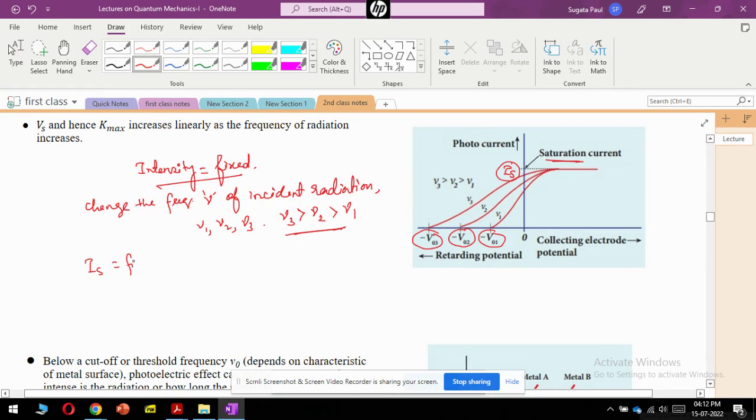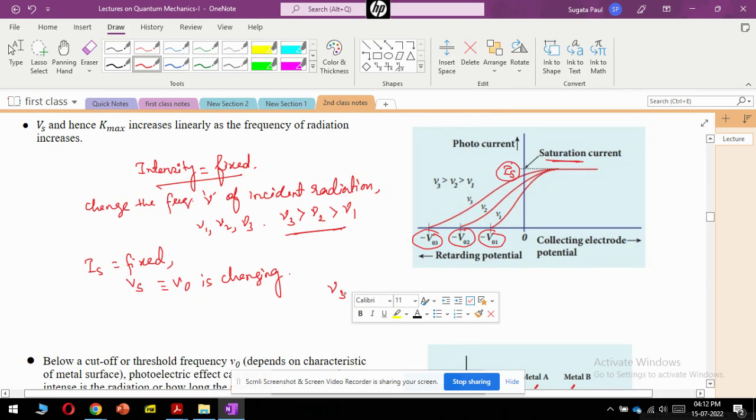So in this case, Is is fixed in all cases and the stopping potential Vs, or here in this image they have denoted Vs as V naught, is changing because of the frequency change. Now, how is it changing? It is changing linearly with the frequency, because if mu3 is the maximum of all, then for mu3 the stopping potential on the negative side has the maximum magnitude, maximum absolute value. Because it is a negative potential, we will consider the absolute value of that. So for mu3 the stopping potential has the maximum absolute value, for mu2 it is in the middle range, and for mu1 it is the lowest.